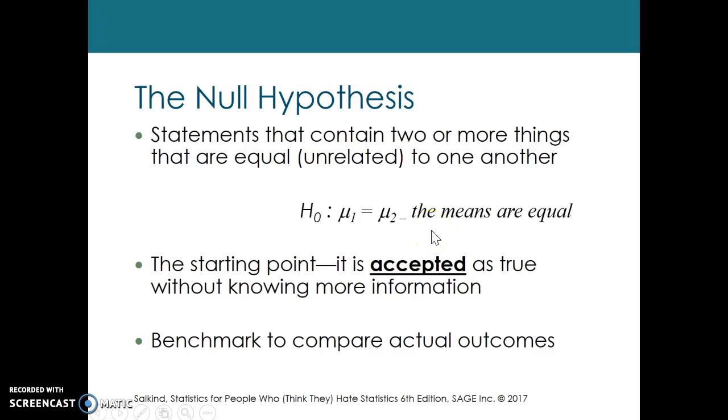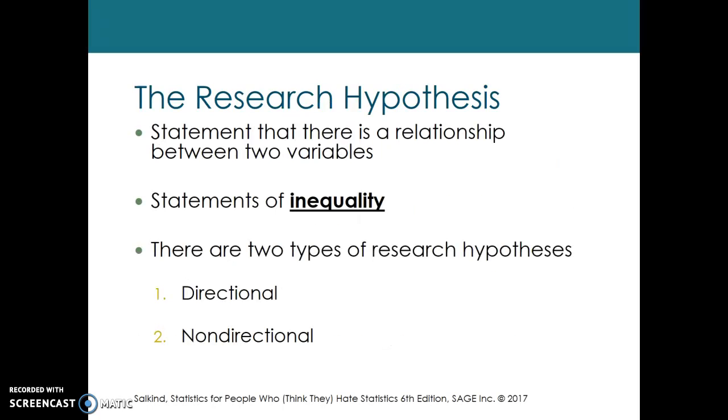And if you remember in class way back, I said, this is the accepted hypothesis until our data show us otherwise. So everything is equal until our data show us otherwise. Okay, so the research hypothesis is that there is a relationship or a difference between two variables, and it's a statement of inequality. In other words, the mean of group 1 is not equal to the mean of group 2, or the pre-test is not equal to the post-test.